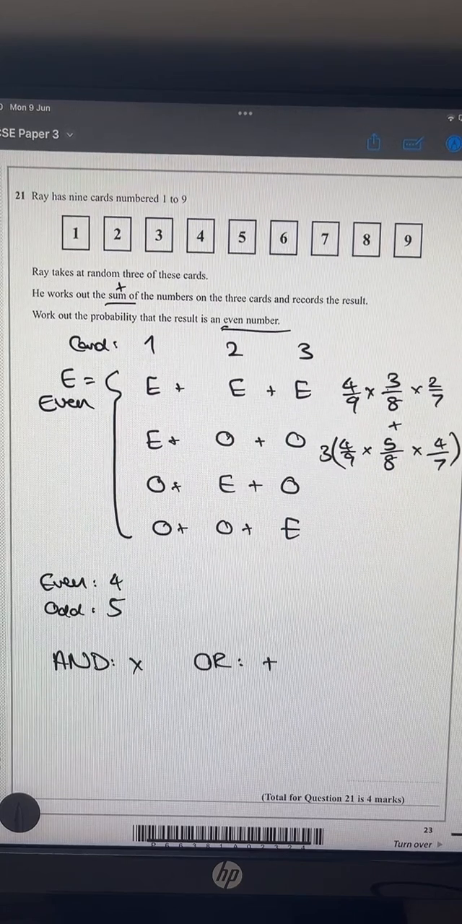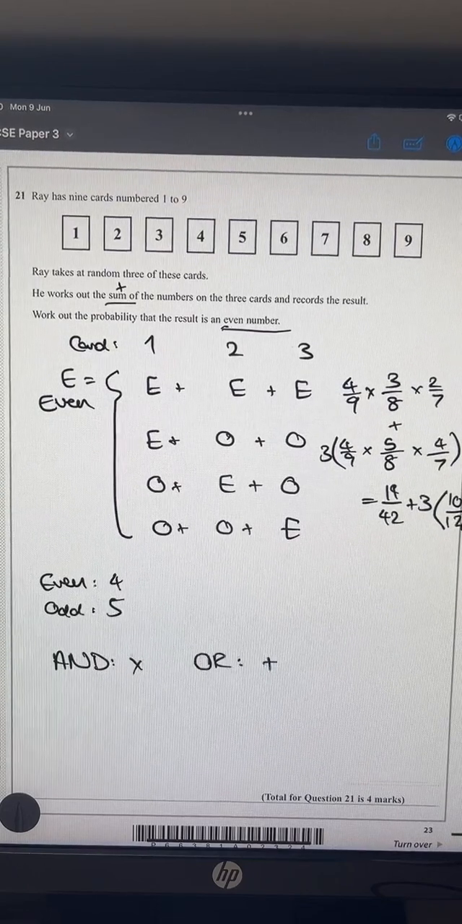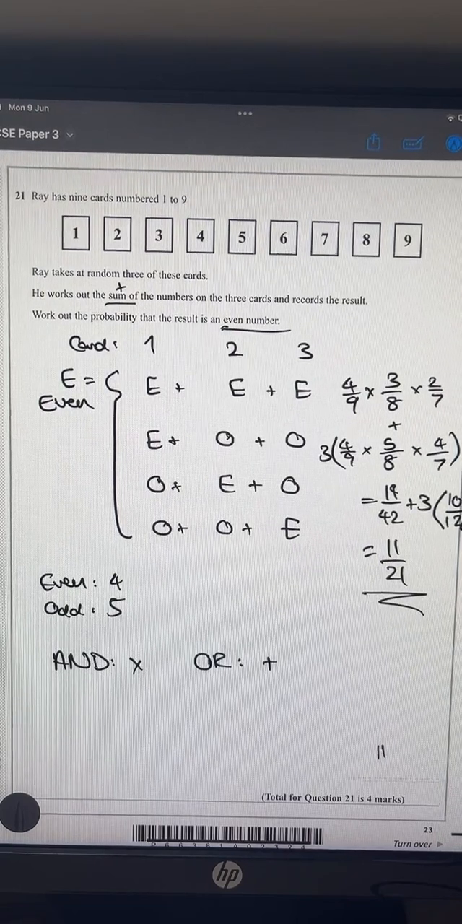So if I do 4 9s times 3 8s times 2 7s plus 3 lots of all of that, in my calculator, I get, let me just quickly do 4 9s times 3 8s times 2 over 7. I get 19 over 42 plus 3 lots of 4 9s times 5 8s times 4 7s, 107 over 126. If I put that into my calculator, I get the total answer of 11 over 21, which is not a bad fraction to get after this mess I have drawn on the screen.